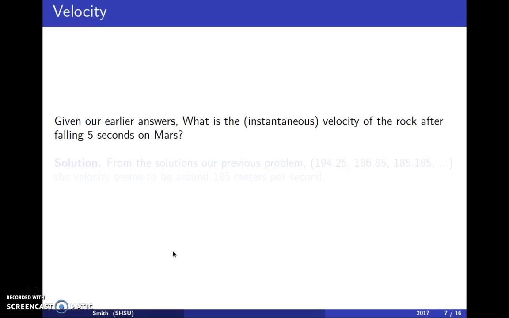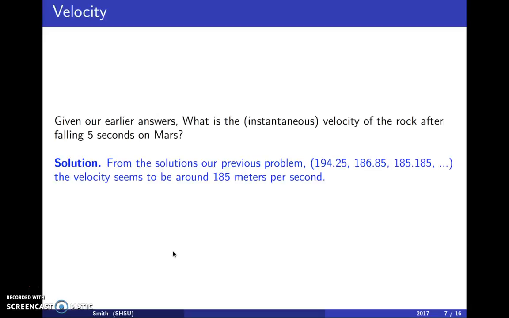But we are more interested in the instantaneous velocity of the rock at 5 seconds. So from the solutions of our previous problem, getting numbers like 194 point something, 186 point something, 185 point something, the velocity seemed to be around 185 meters per second. As we made our intervals smaller and smaller, the numbers got closer and closer to 185.